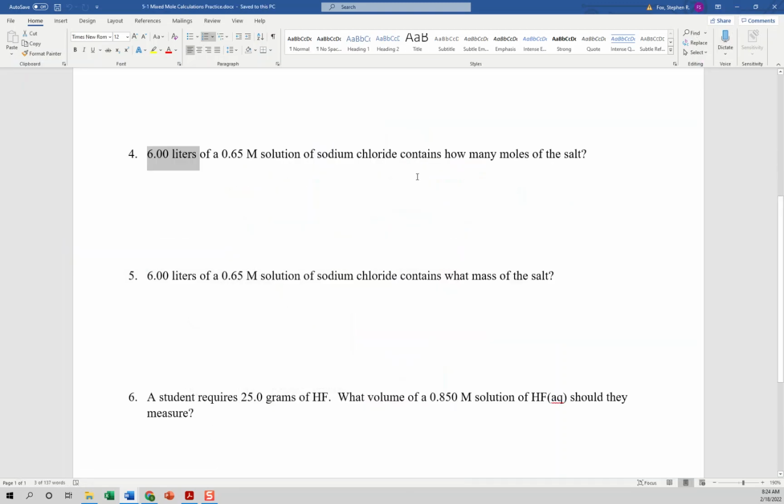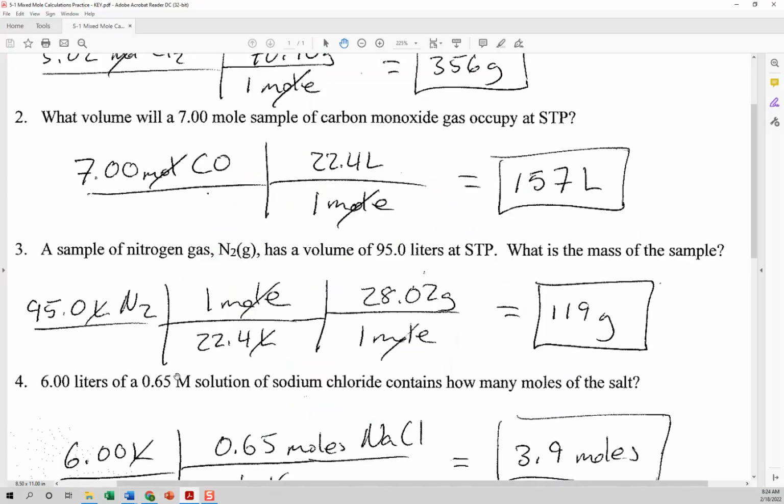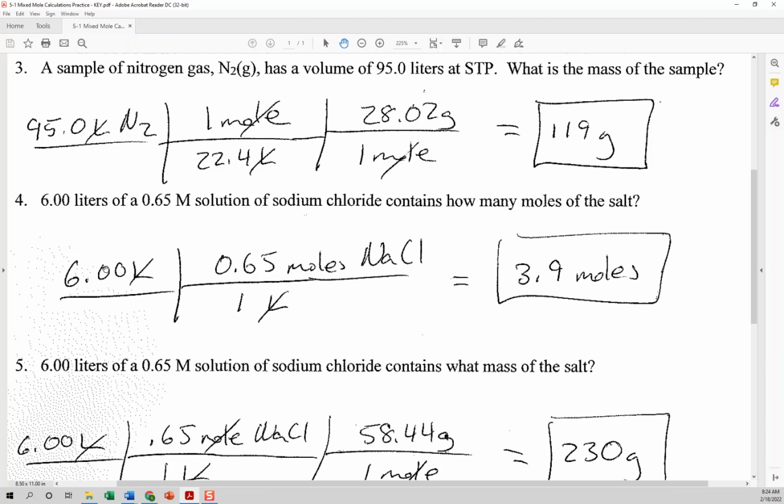So let's set this one up. Okay. So we would start with our 6 liters of our solution, and we would use the molarity as a conversion factor, right? That's how we translate this measurement, 0.65 capital M. Really, it's moles per 1 liter. So that many moles of the solute. In this case, the solute is sodium chloride. So liters would cancel out, and if we just do liters times molarity, that gives us moles.